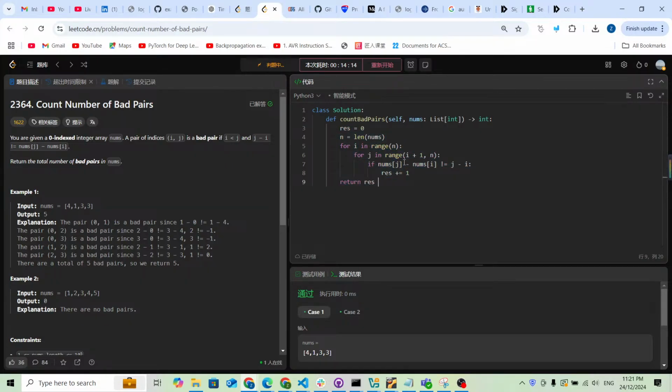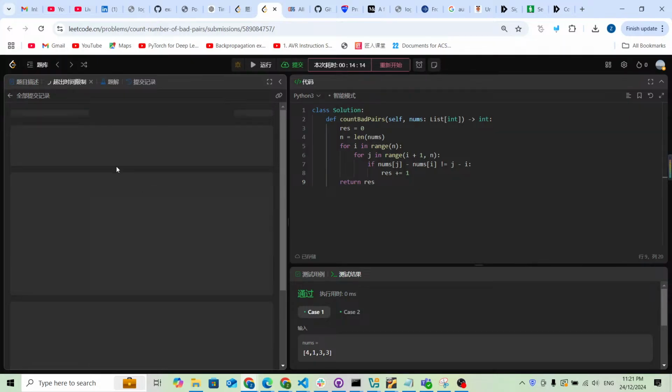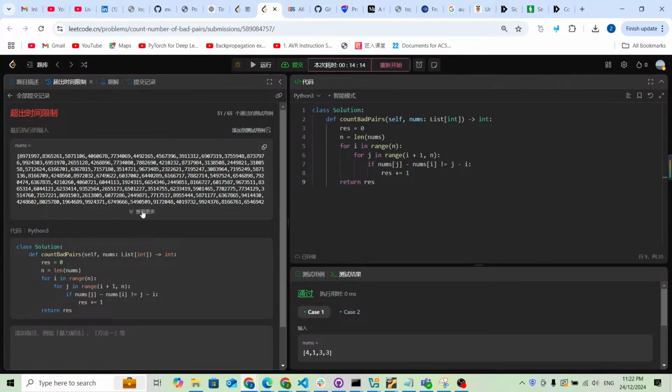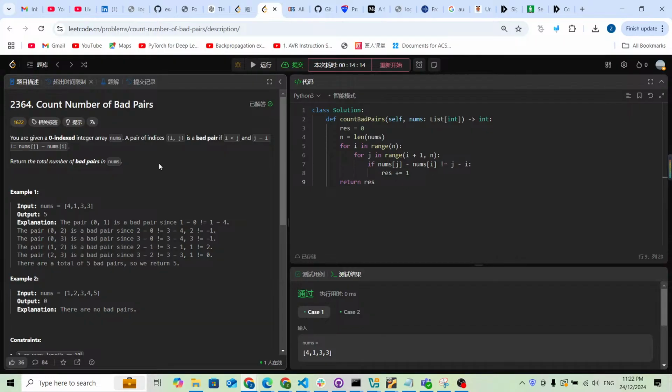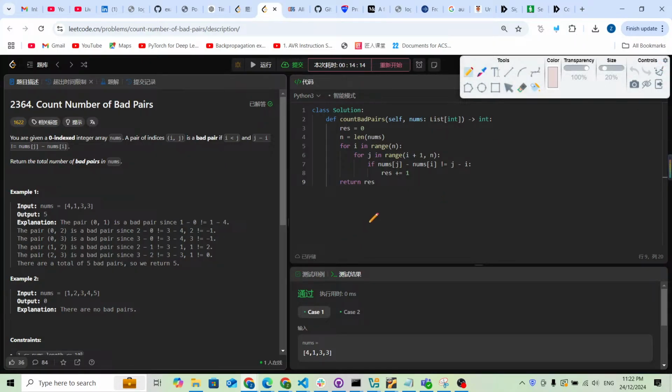If it didn't work, maybe we should try something else. It is a time limit exceeded, it means it didn't work. So instead of calculating the number of bad pairs, what if we calculate the number of good pairs? Because not equal is really difficult to do by programming. If we use a hash table, this kind of data structure definitely cannot use not equal. So what if we use the total number of pairs minus the good pairs, and then it's going to be the number of bad pairs.